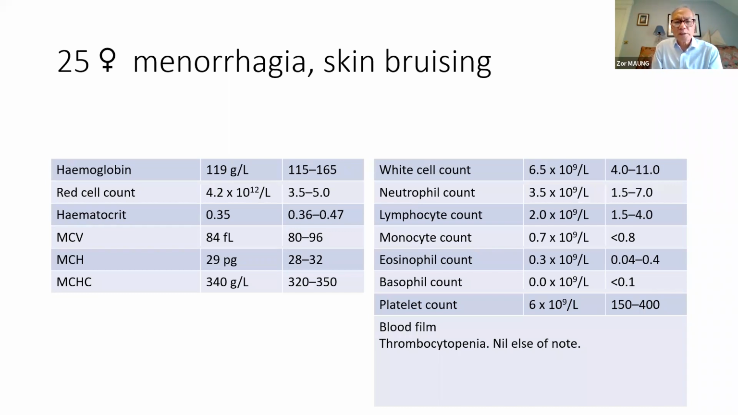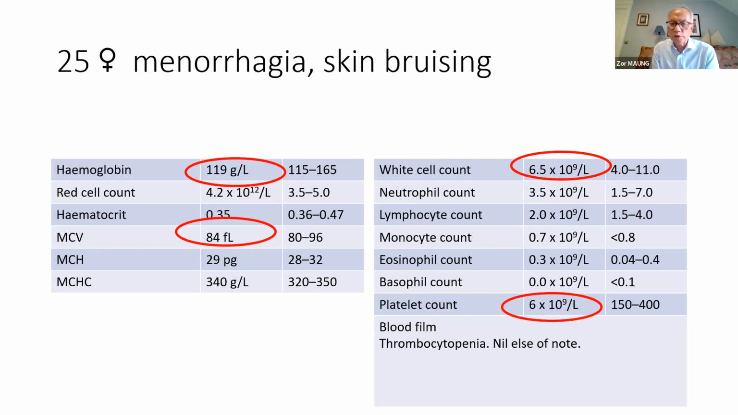I'll come to another scenario, which is a 25-year-old woman with a history of menorrhagia and skin bruising. Hemoglobin is normal, MCV is normal, white cell count is normal, differential count is also normal. Platelets is only 6. So what are the likely causes? Since the blood film shows thrombocytopenia, you have to think of it.